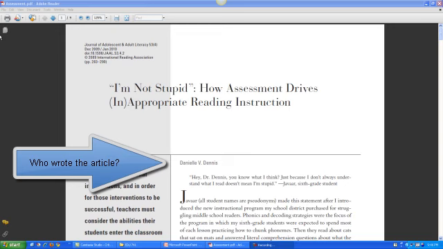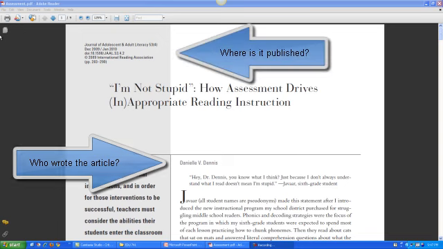Finding out where the author is from gives some legitimacy. If the author's from a university, you have a better sense that it's going to be a higher quality article than maybe one from a consultant or someone who doesn't have an academic background.